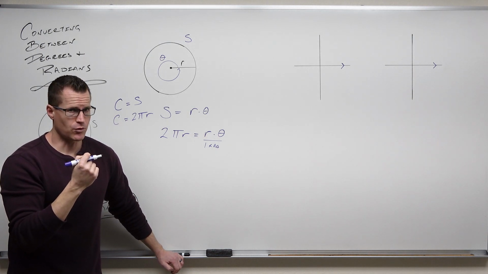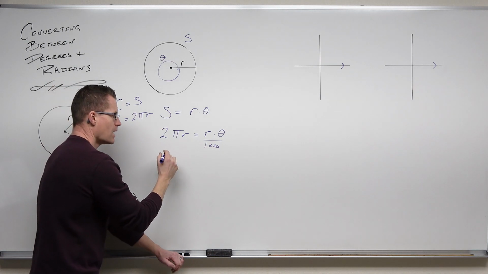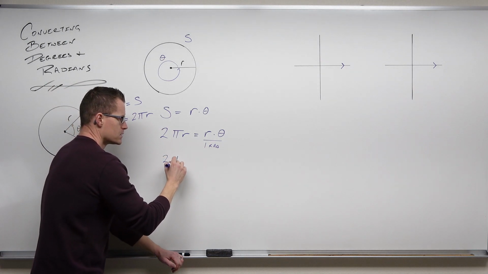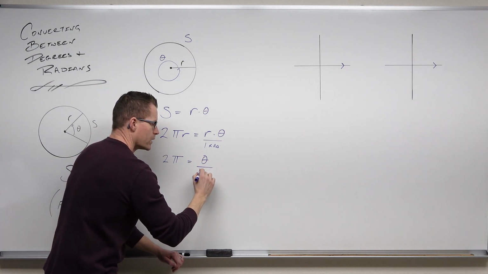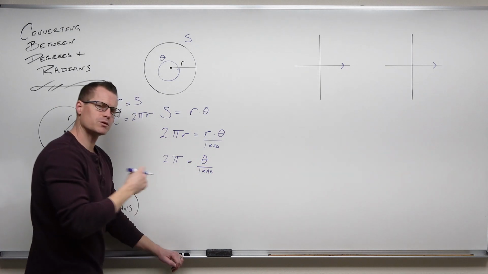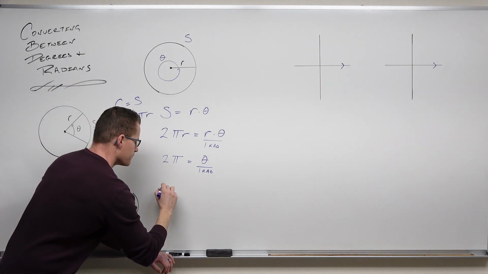So provided that we have a real circle here, we can divide by r, and we can get 2 pi, r's would cancel, equals theta over 1 radian. Let's multiply both sides by 1 radian.